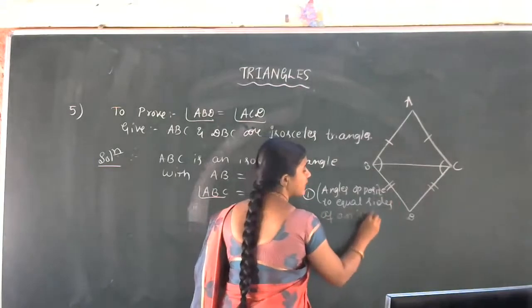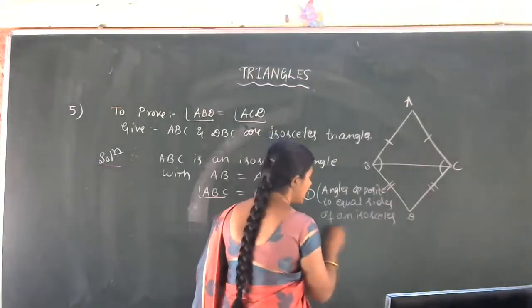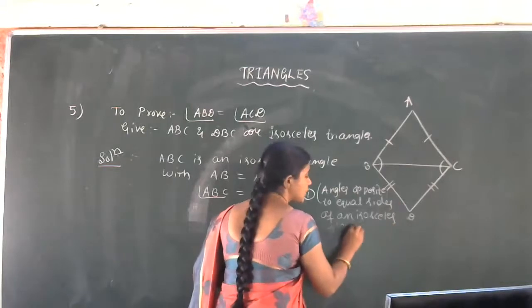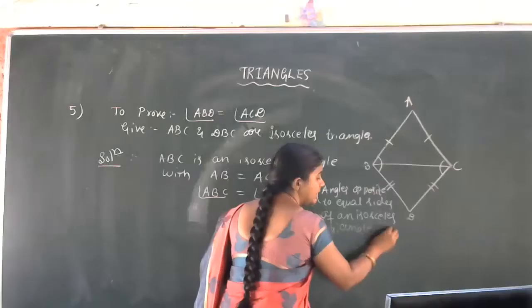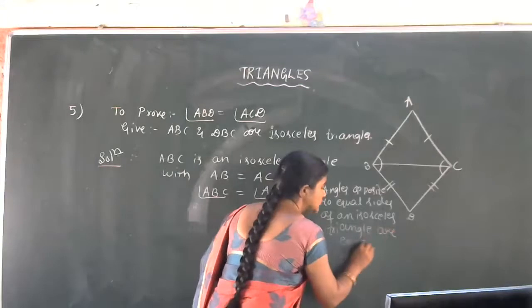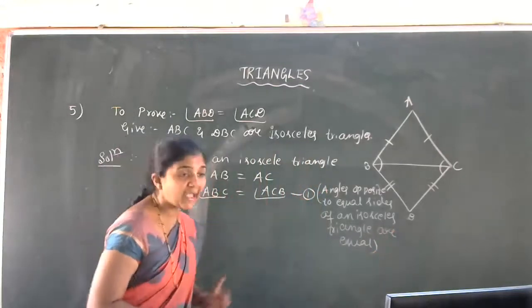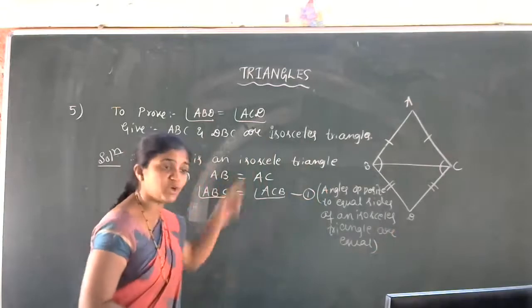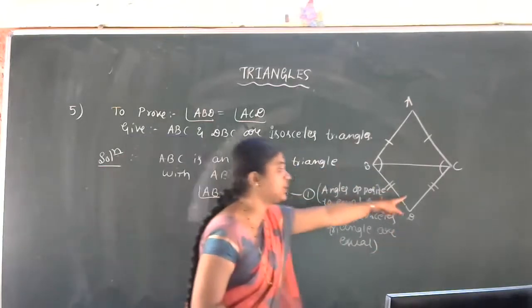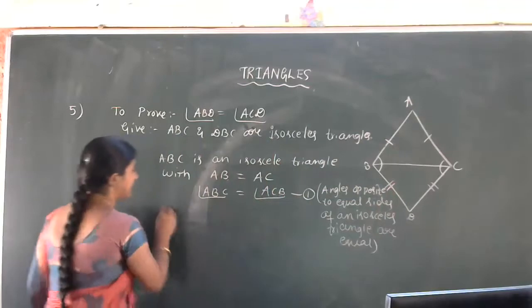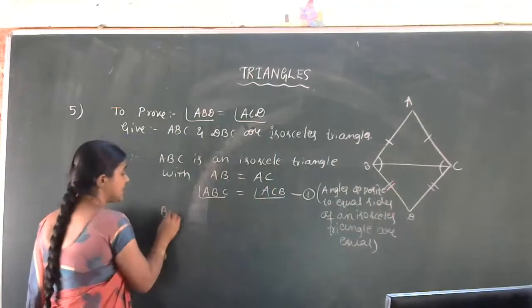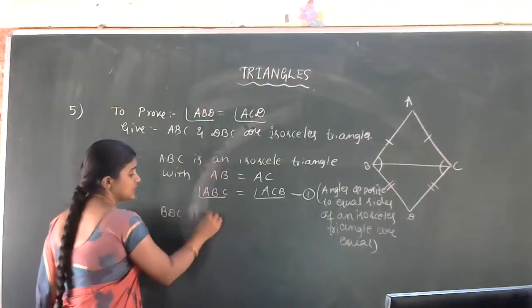Given data is these triangles are isosceles triangles, so we use the isosceles triangle concept only. We apply that first property: angles opposite to equal sides of an isosceles triangle are equal. So we just add the two equations and we get the final result. Is that clear, students?